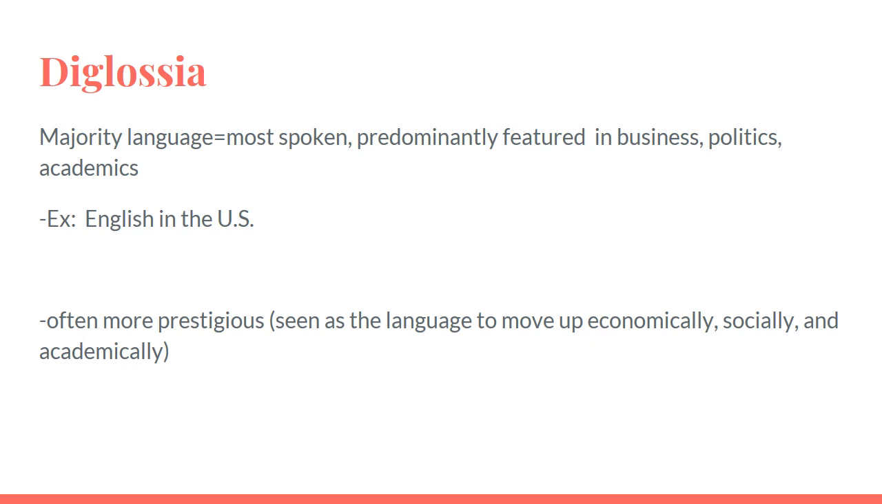So with diglossia, there's still a dynamic between the two languages. You have a majority language, which is the language that's most spoken. It's spoken by the greatest number of people, and also it's predominantly featured normally in business, politics, and academics. So our majority language in the United States is English.